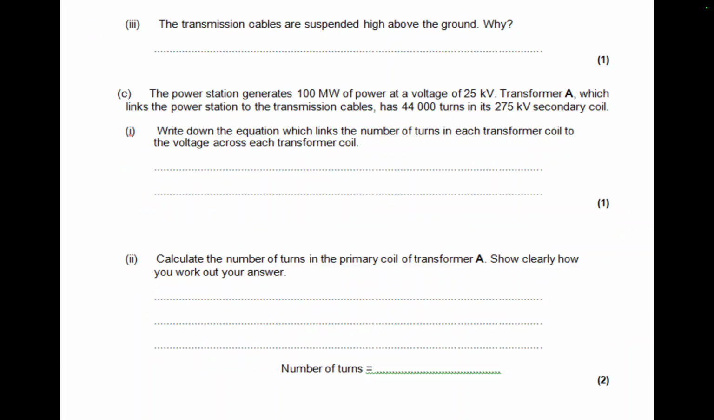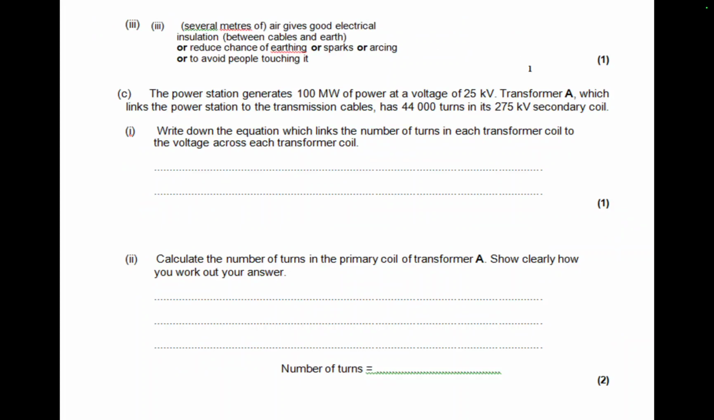Right, so the first part: the transmission cables are suspended high above the ground. Why? So there's several meters of air, and air is actually a really good electrical insulator, which is obviously a really good safety aspect. You don't want them at ground level. And it reduces the chance of earthing or sparks, for example, and it also avoids people touching them. Right, let's do the calculation next.